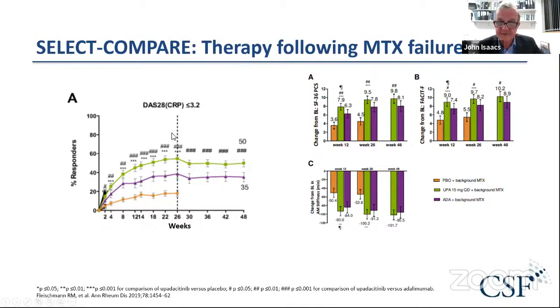DAS28 low disease activity. And similarly, on the right-hand side, quality of life in terms of SF36 physical component score, fatigue, and morning stiffness. So this is not true for all the JAK inhibitors, but certainly for some of them, there is superiority to adalimumab. And in this trial, for example, there are ranked endpoints showing that this was a statistically significant superiority.